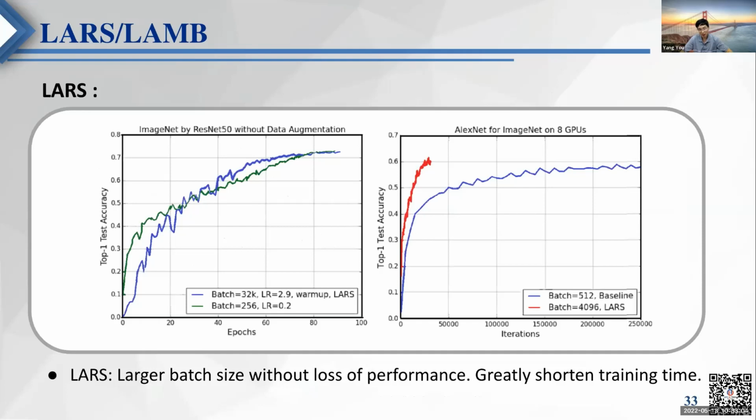By using LARS and LAMB, now we can increase the batch size, for example, for image training by ResNet. We increase the batch size from 256 to 32K and get the same accuracy in the same number of epochs. That means we increase the batch size by 8 times. We can reduce the number of iterations, here horizontal axis is the number of iterations, by 8 times. That's why we can significantly speed up the training process.